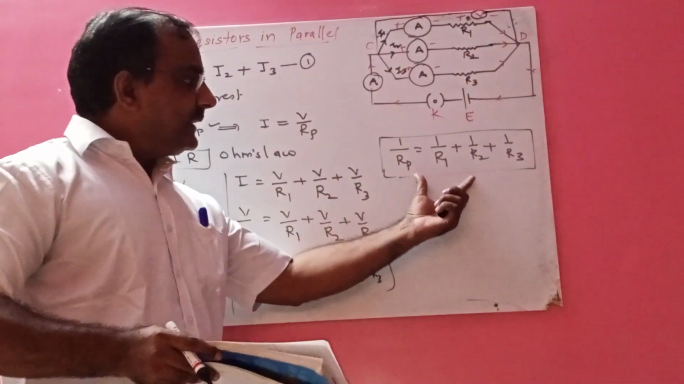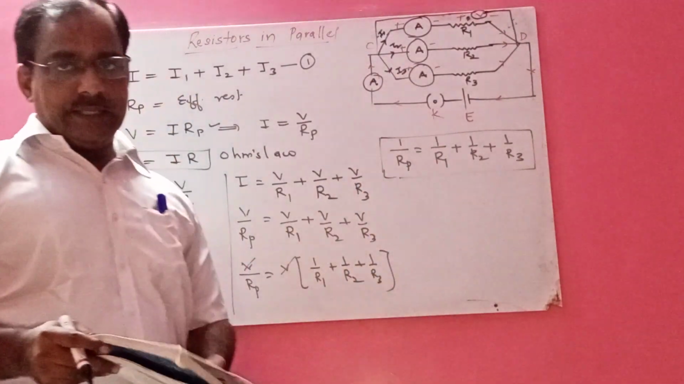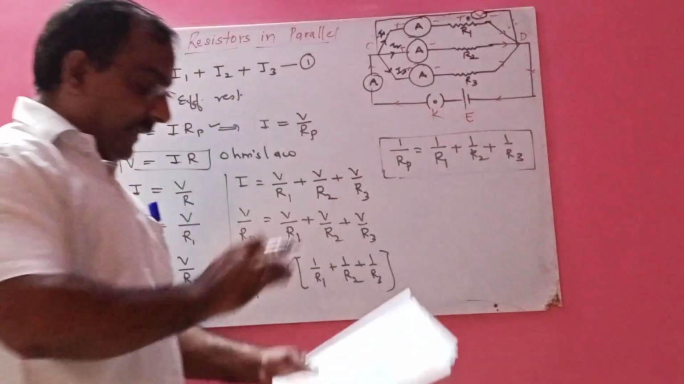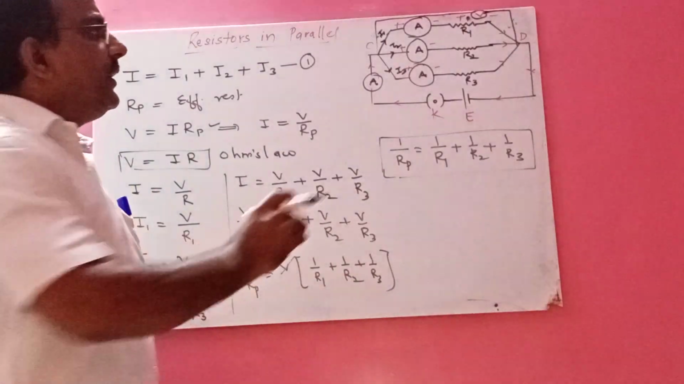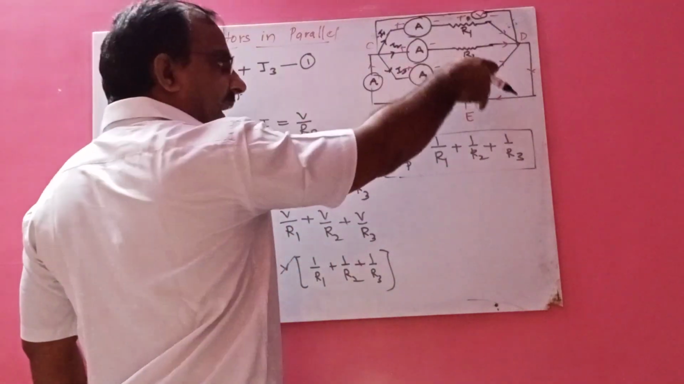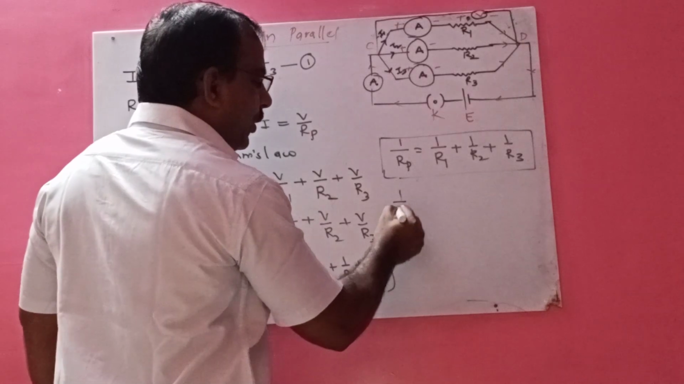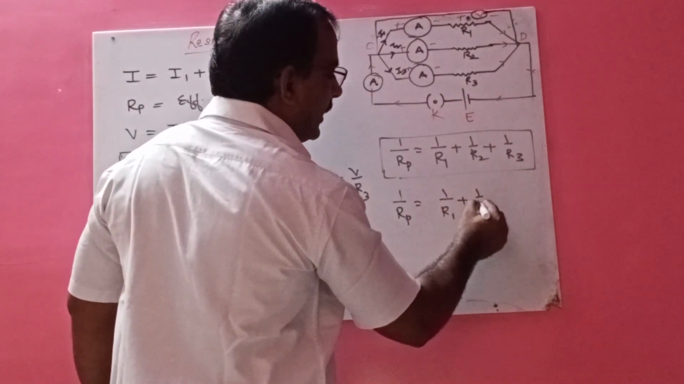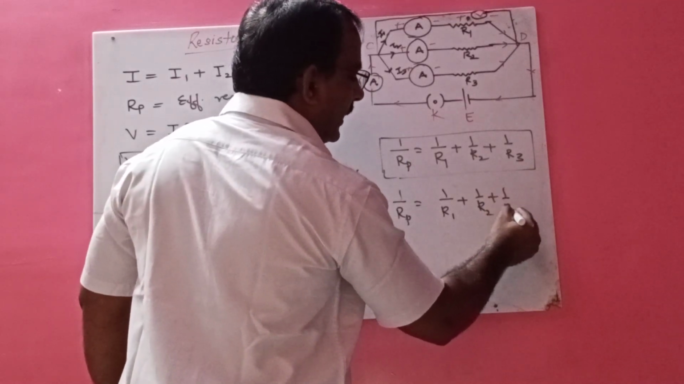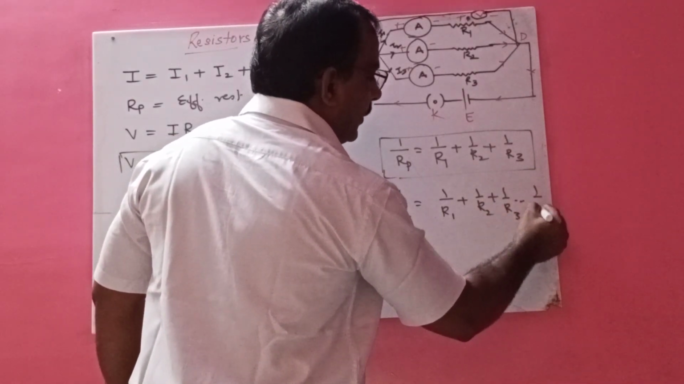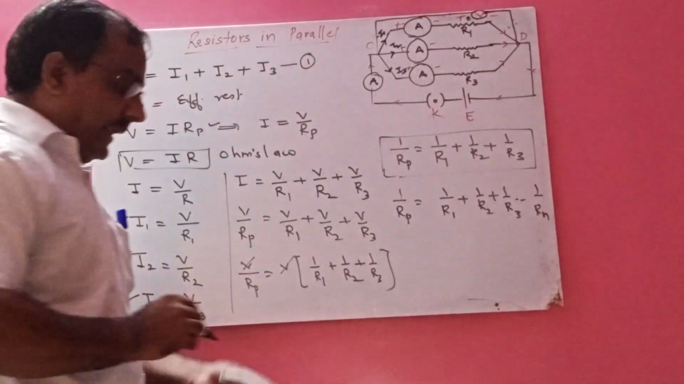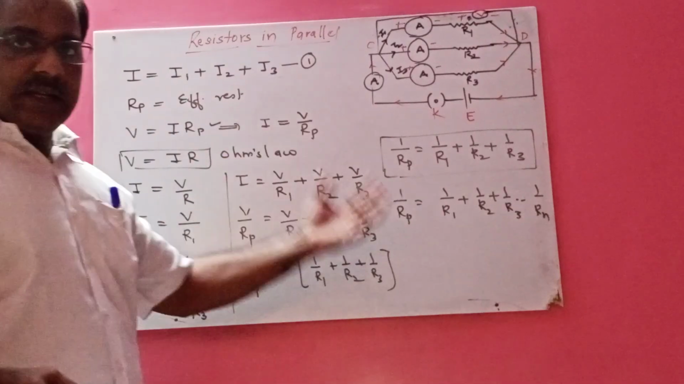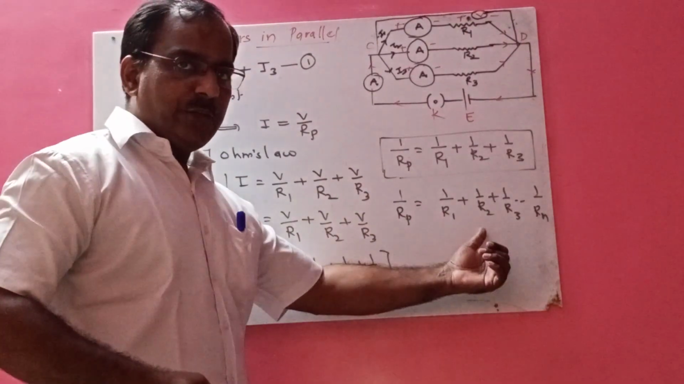So you should apply this rule when the resistors are connected in parallel combinations. I have given you for 3, in the textbook it is shown up to n. It means when these resistors are n in number, you will get here 1 upon Rp is equal to 1 upon R1 plus 1 upon R2 plus 1 upon R3 plus up to 1 upon Rn. So when n number of resistors are connected in parallel combination, the effective resistance you will get using this formula.